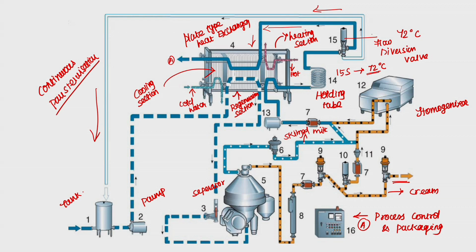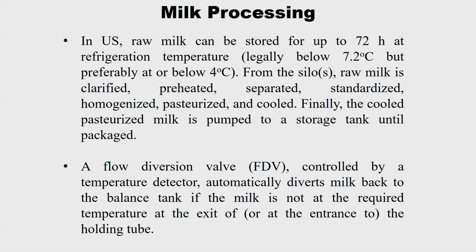I already told here if we want cream milk, some consumers wanted the creamy layer above the milk. If the consumer wanted that product, or if the company manufactures that product, then there is no need of separation. Or if they wanted to go for production of skimmed milk, then cream is separated, then only skimmed milk is going. So, this is the milk processing in US.